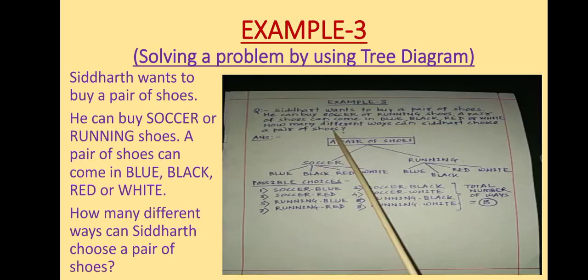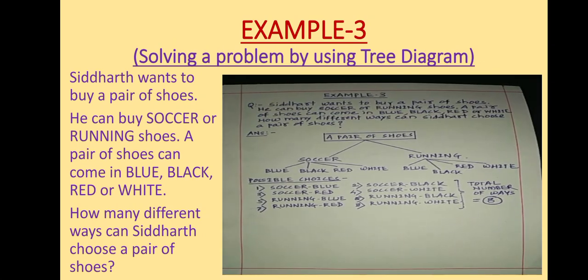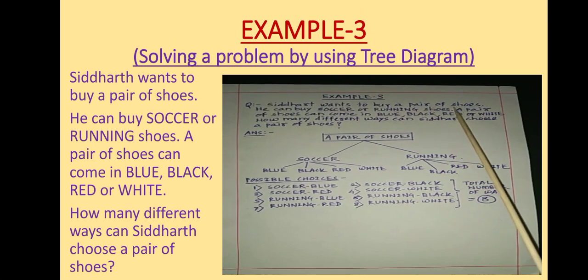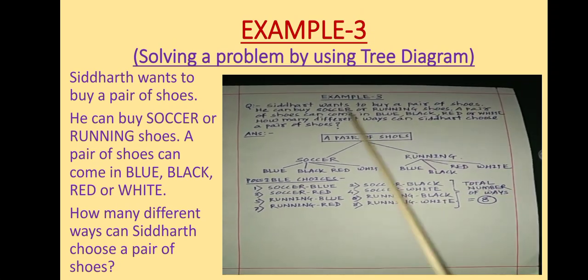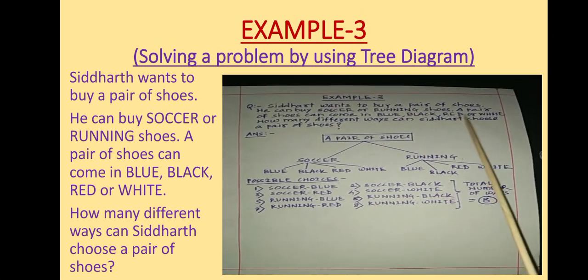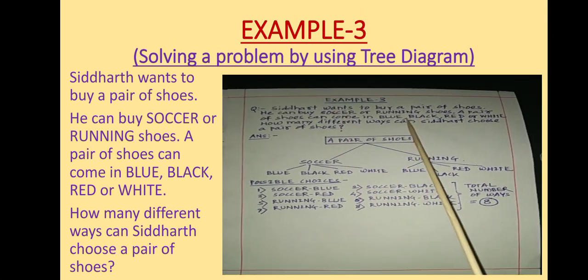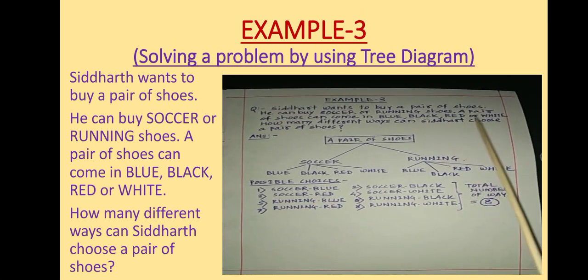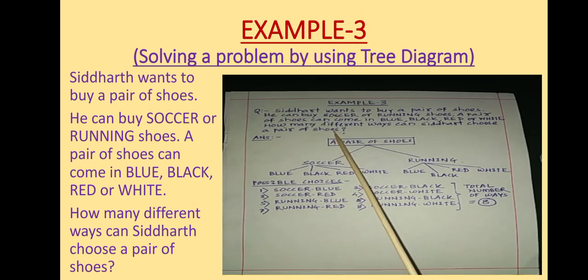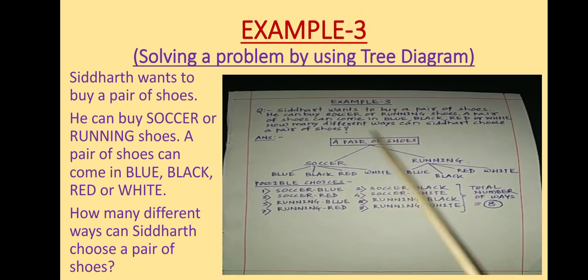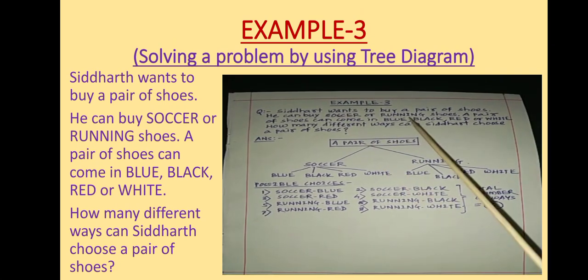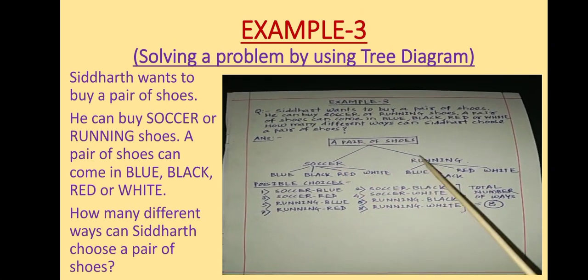Now next example. Now here in this example, this problem I had given you earlier as homework. Today I will give you the solution of that problem. Siddharth wants to buy a pair of shoes. He can buy running or soccer shoes. And the shoes can come in blue, black, red or white. So the question says, how many different ways can Siddharth choose a pair of shoes?